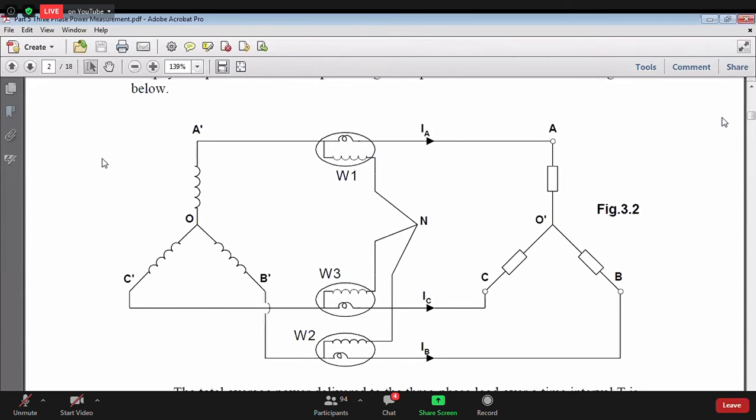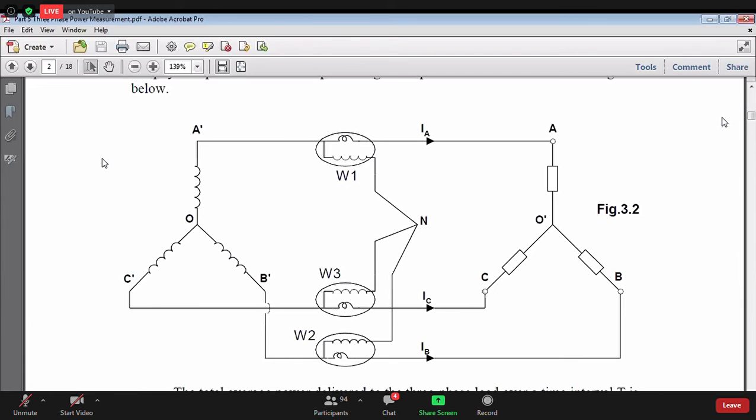Now look at the wattmeter connection. This is so important. I told you that wattmeters have to be connected only across the lines or in series with the lines, not within the phases. So here we have done it all with the three lines. Look at W1. That current coil is placed in series with line A, which I can do because that is accessible. Similarly, W2 in series with line B, W3 current coil in series with line C.